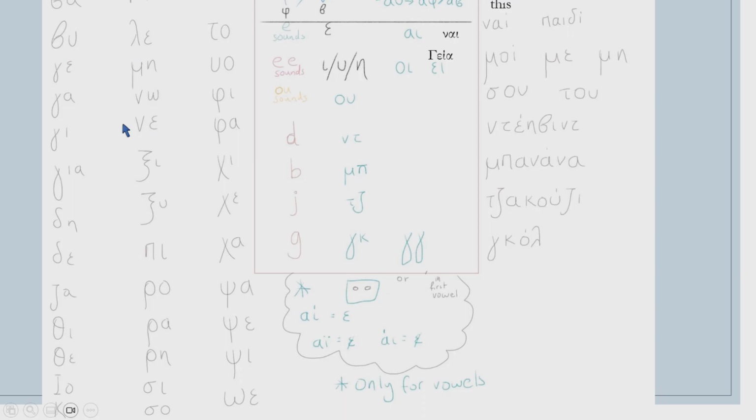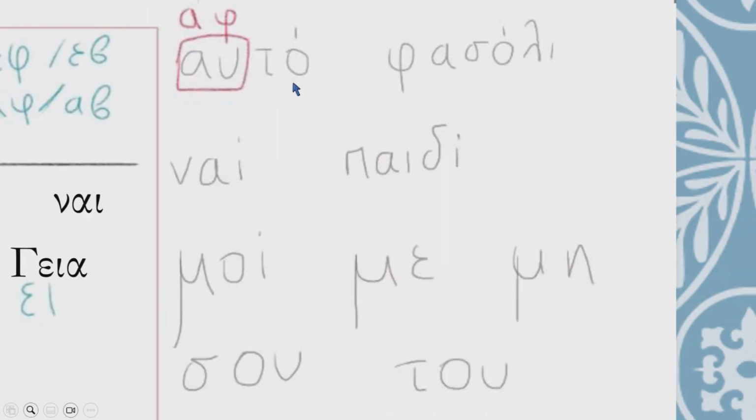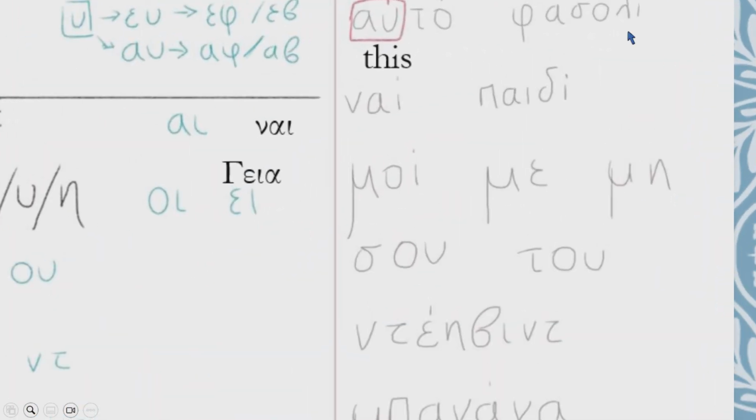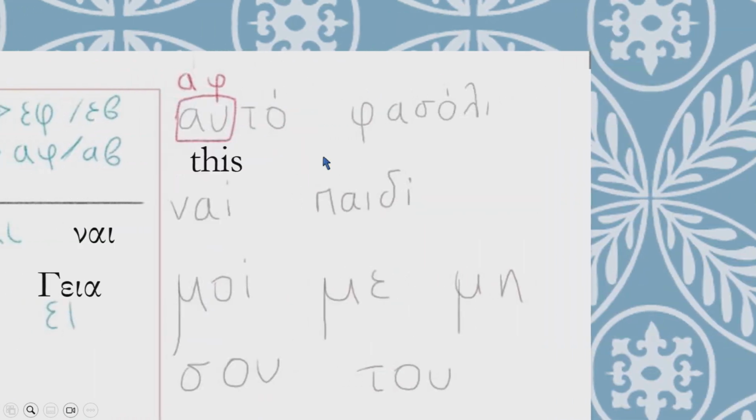Okay, now let's have a look at some examples. Αυτό. Αυτό. It means this. Next, and it might help you if you read it, try to see what sound it makes before I say it. Next, we have fasoli. Fasoli. It means bean. Also, the accent is on the O. Fasoli. Ne is yes. Παιδί is child.